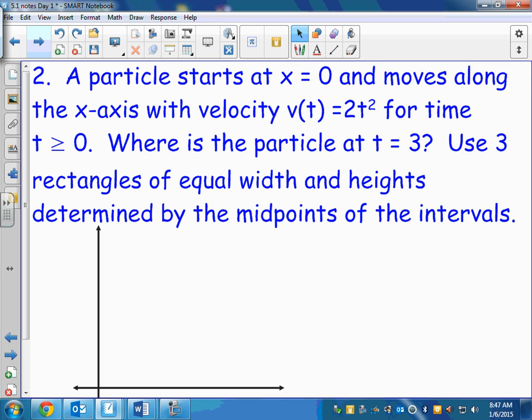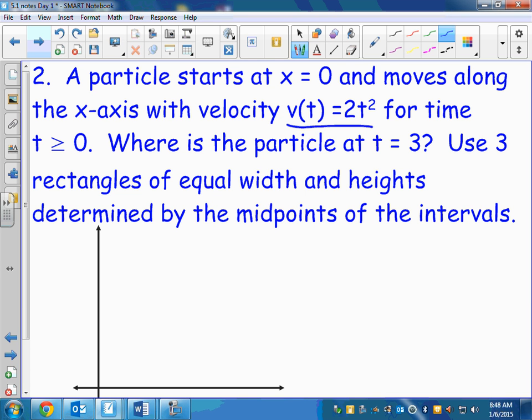What about this? Aren't you allowed to print these out? This one, same idea. A particle starts at x equals 0 and moves along the x-axis with a velocity. So now look at our velocity. Our velocity is 2t squared for time greater than or equal to 0. Where is the particle at t equals 3?